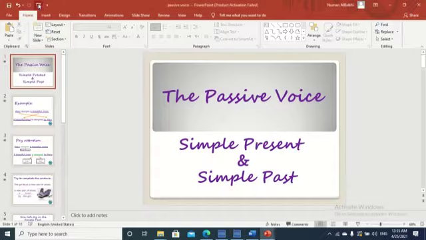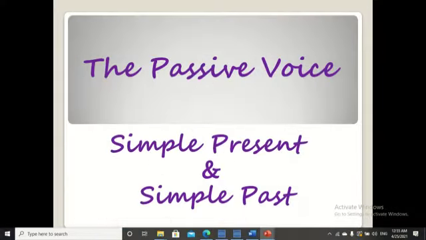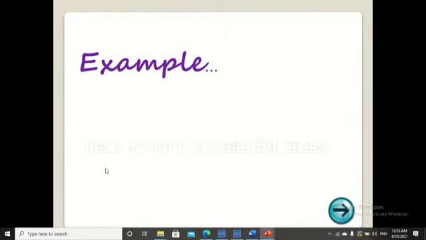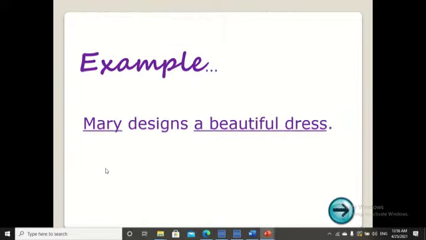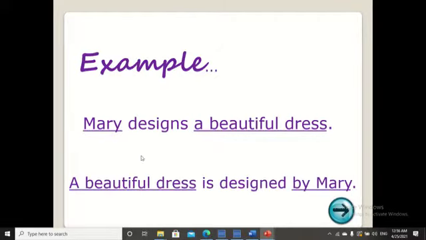What do we have in the passive? We will have something about both the present simple passive and past simple passive. So the passive voice, simple present and simple past. Of course, today we will talk only about simple present. So we will start from this example. Mary designs a beautiful dress. So a beautiful dress is designed by Mary.